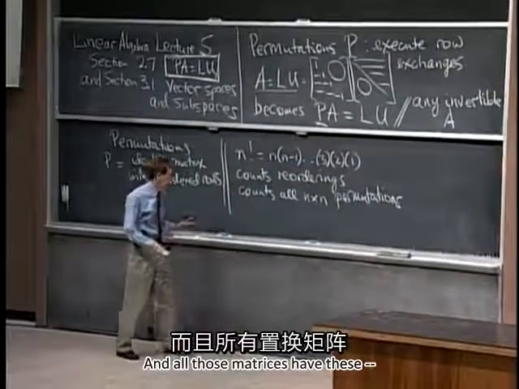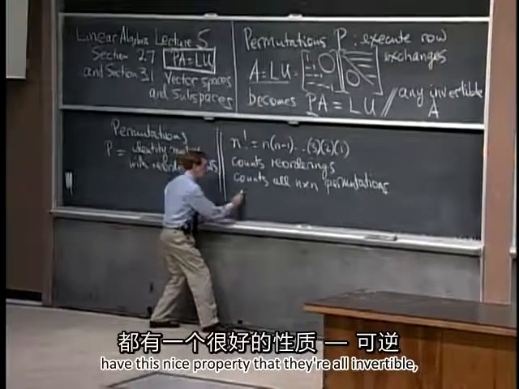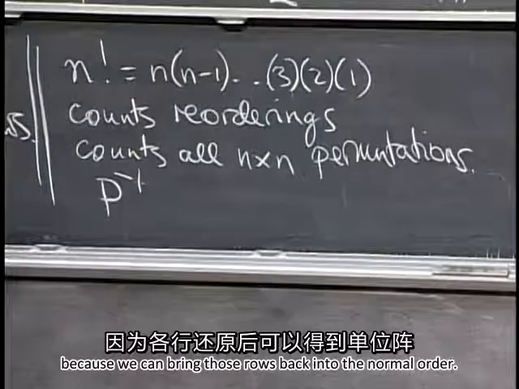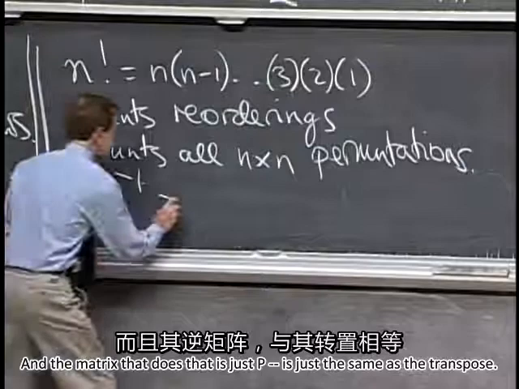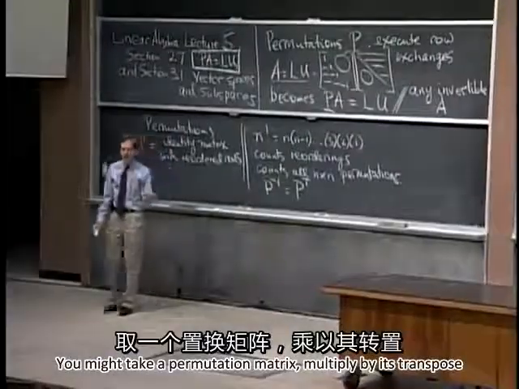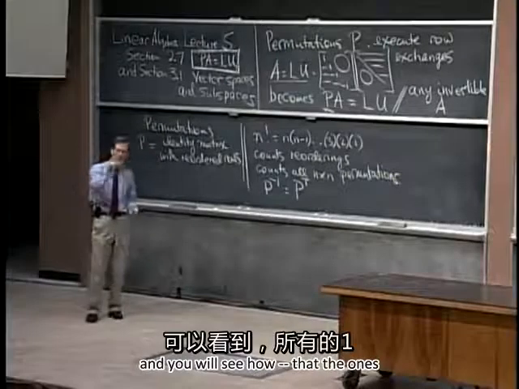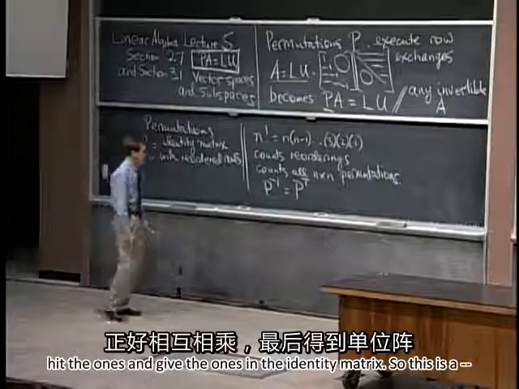And all those matrices have this nice property that they're all invertible, because we can bring those rows back into the normal order. And the matrix that does that is just the same as the transpose. You might take a permutation matrix, multiply by its transpose, and you'll see how the ones hit the ones and give the ones in the identity matrix.